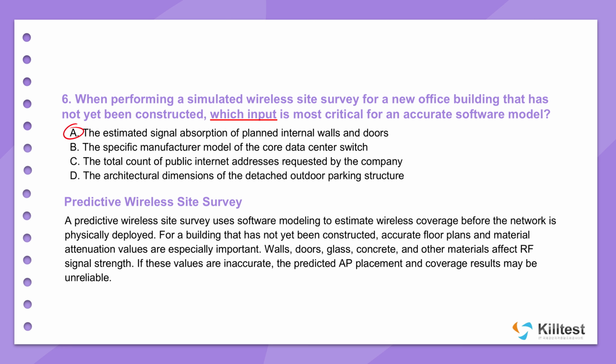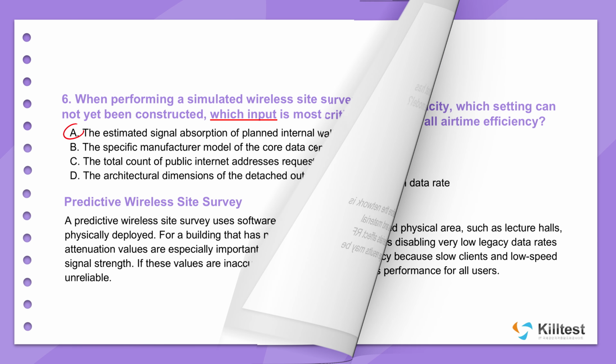Since the physical environment does not exist, predictive software models heavily depend on the estimated signal absorption of planned internal walls and doors. Because radio waves bounce and absorb differently through, say, drywall versus glass or concrete. Yes, exactly. So providing the software with correct wall attenuation values dictates exactly where those access points must be placed. Right. To ensure proper coverage once the concrete is actually poured, you have to know what the radio waves are going to hit.